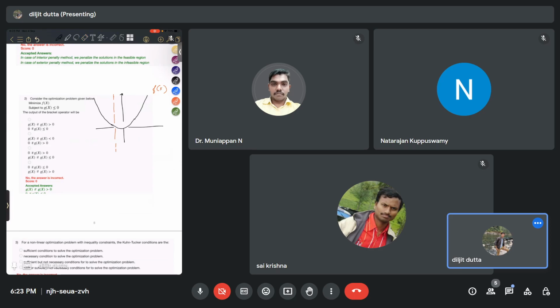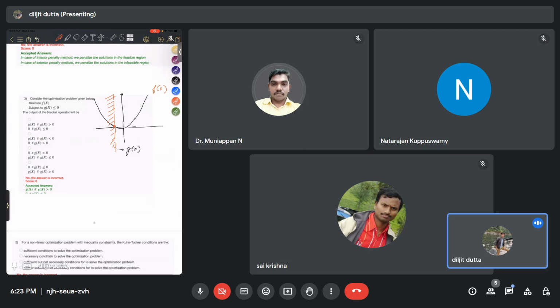This is f of x and this is g of x. So g of x less than or equal to 0 means this is the feasible region. So we have to get the solution somewhere in this region. So this is the optimal solution. So for this question, how do we use the bracket operator in this case?